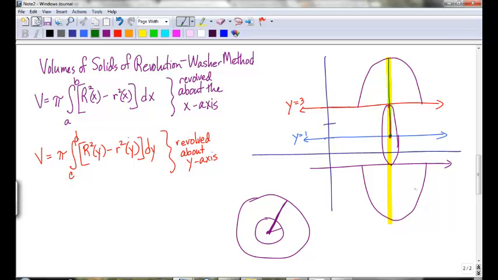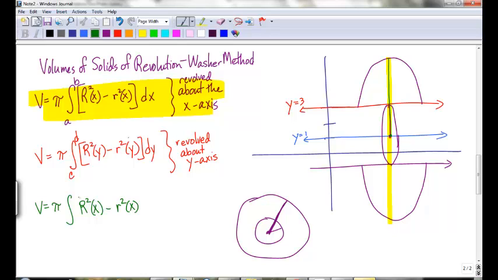And we're rotating it about the x-axis, so we're using this part, right? So the volume is pi times the outer radius, that's uppercase R squared of x, minus lowercase r squared of x, that's the inner radius, with respect to x, from, we don't know what from, so it's from the x value on the left to the x value on the right.